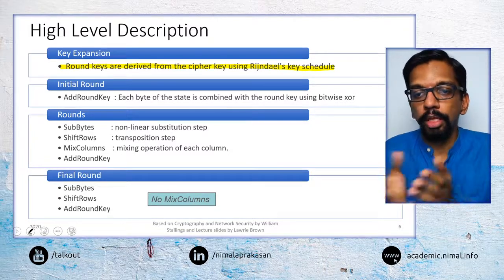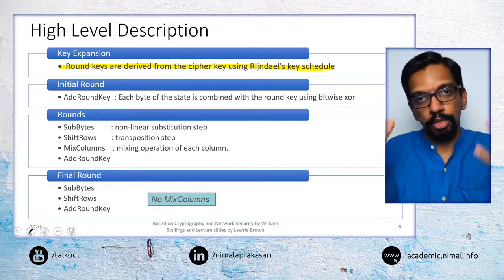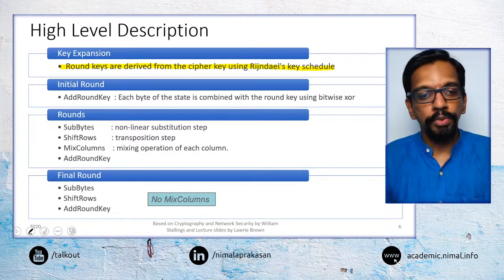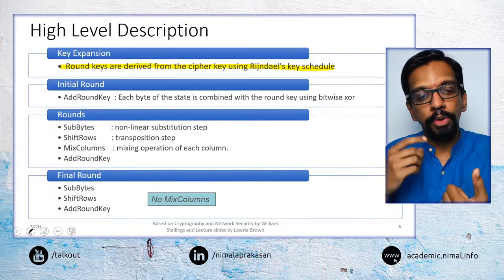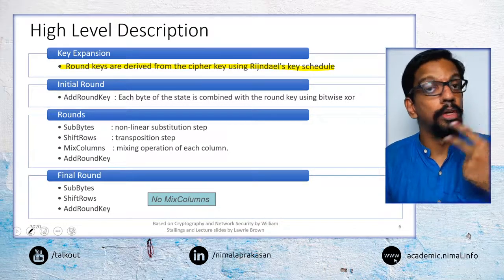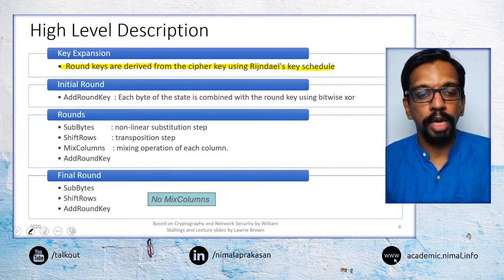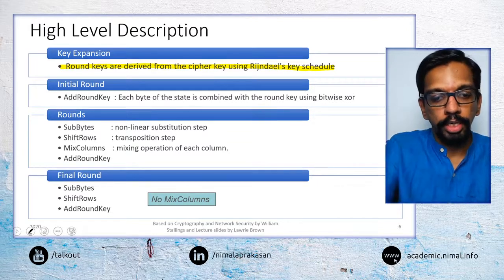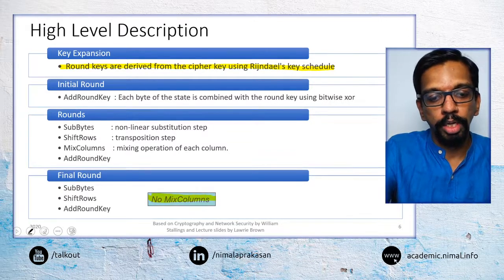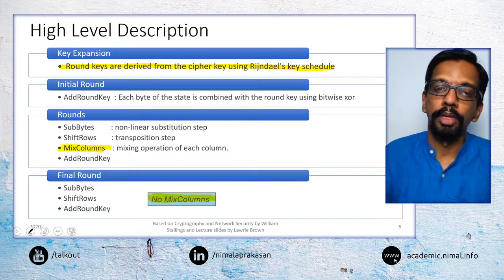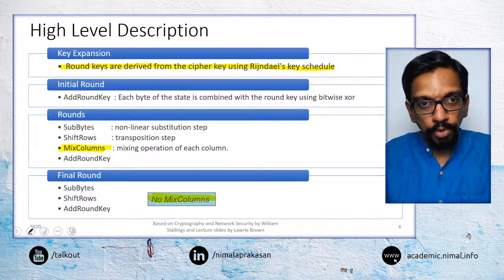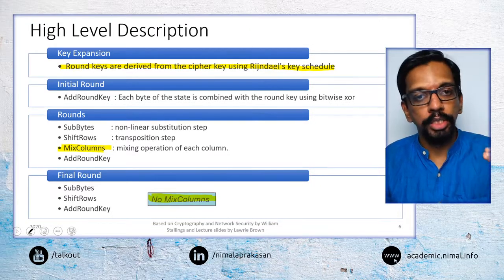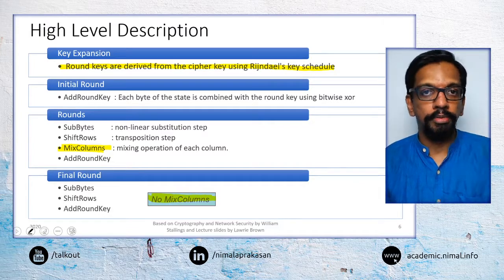Then with the initial round key, each byte will be combined with the round key using an XOR. Then for each of those bytes, we will do substitution, we will do shifting of rows, we will do mixing of columns, and then we will add the round key again. The only difference in the final round is that we will not do the mix columns that we would have in other rounds. So this is the overall high-level process of AES. We will have key expansion, initial round, other rounds, then the final round.